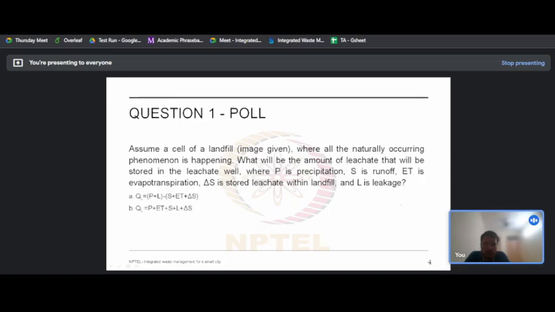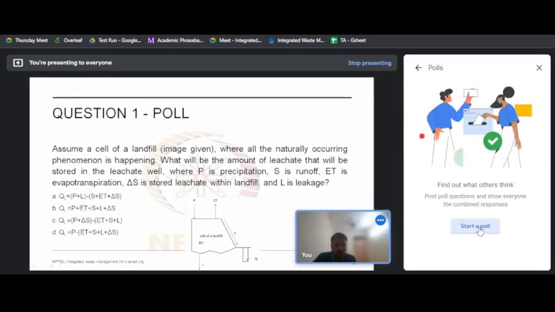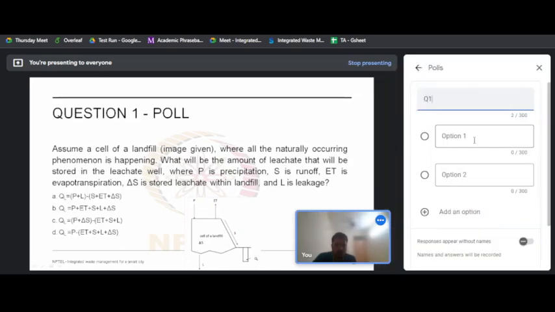We have been given the options: P plus L minus of S plus ET plus delta S; P plus ET plus S plus L plus delta S; P plus delta S minus of ET plus S plus L; and finally, P minus the sum of ET plus S plus L plus delta S. So this is a poll. I will drop a poll in the Gmail. You can also answer it in the chat. So this is question number 1, with 4 options.